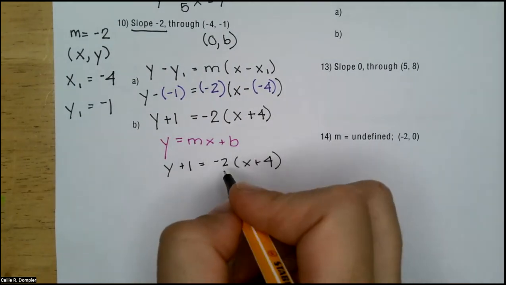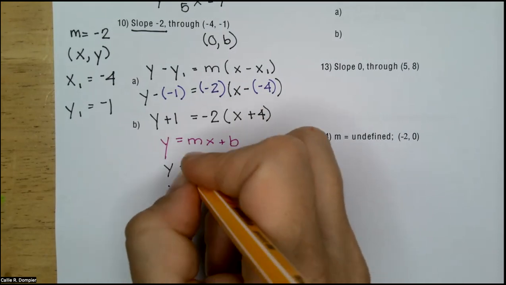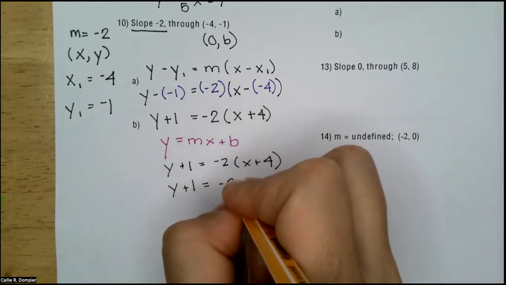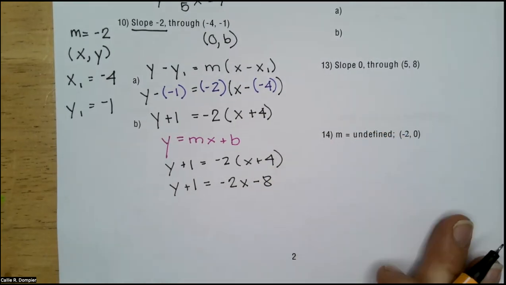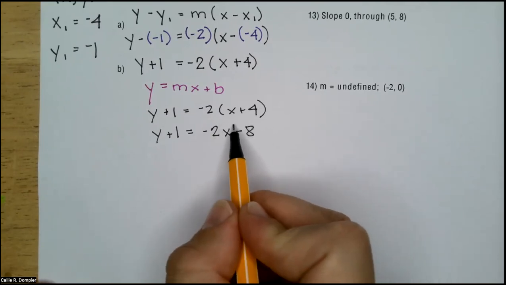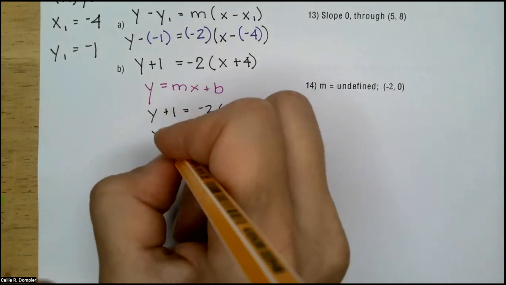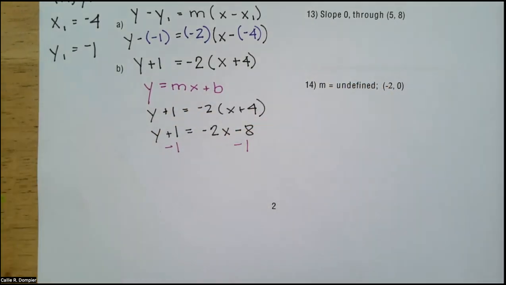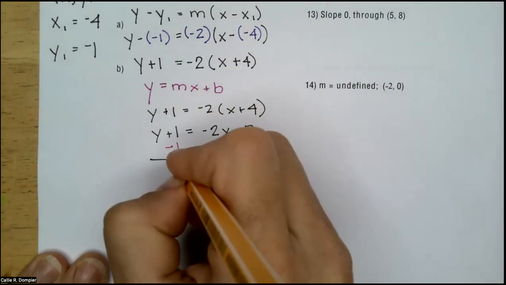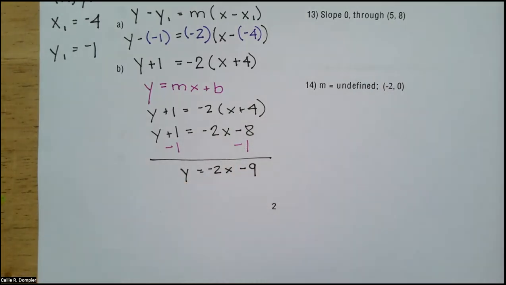Well, let's distribute that -2. Everything stays the same on this side. -2 times x is -2x. -2 times 4 is -8. Now isolate the y, because we have our mx and we have a b, but we don't have y equals. We have y plus 1 equals, so I'm just going to subtract 1. I'm going to put it under the -8 because those are like terms. And what I get is y equals negative 2x minus 9. Okay, there is a way to test this.